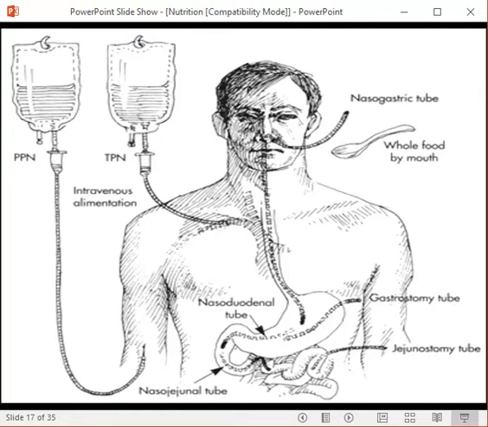And on the left side there is parenteral nutrition, total parenteral nutrition, that is through the central line, and then the PPN, peripheral parenteral nutrition, through the peripheral lines. So this is intravenous alimentation, hyperalimentation.